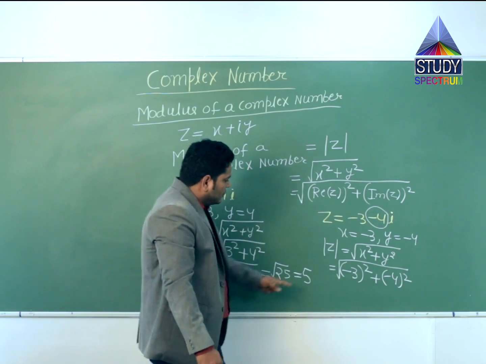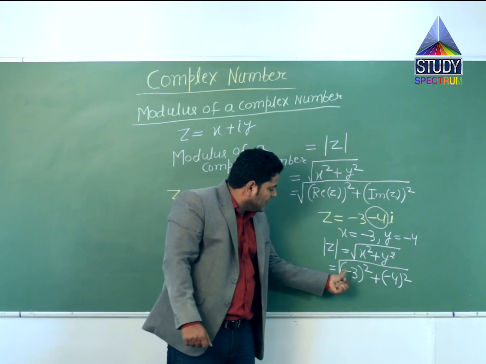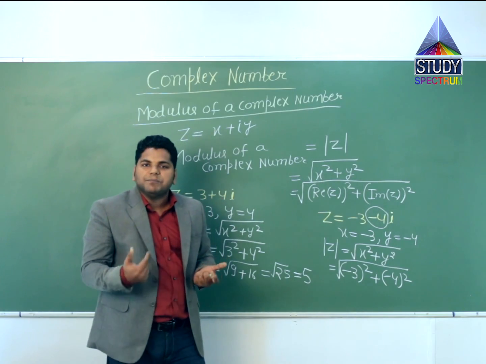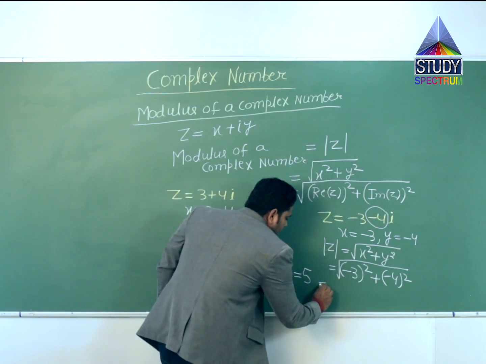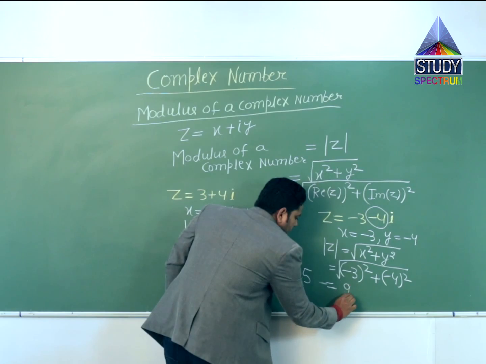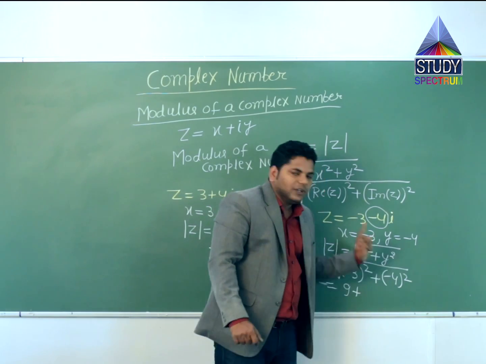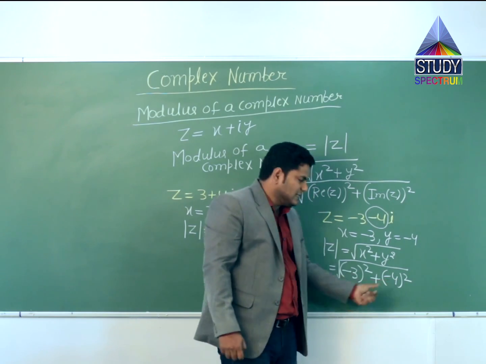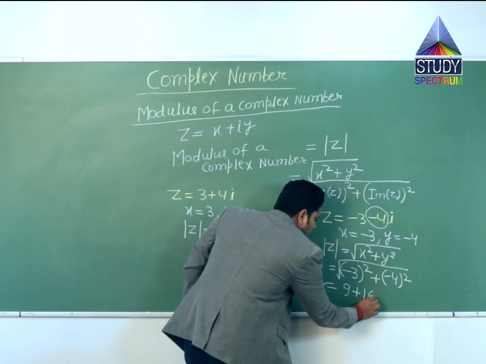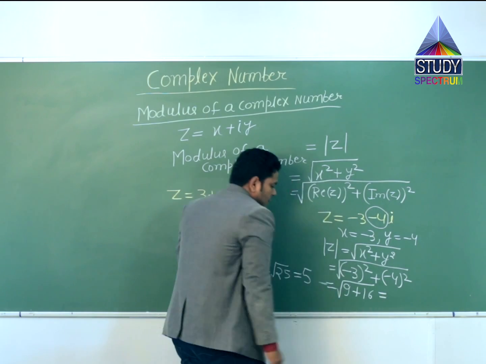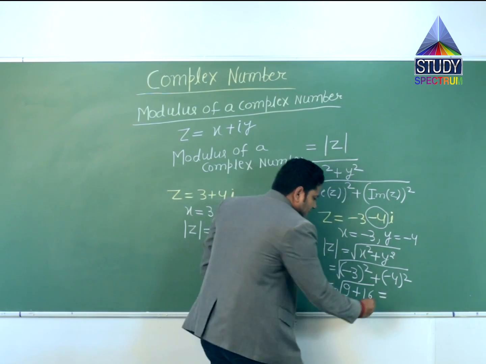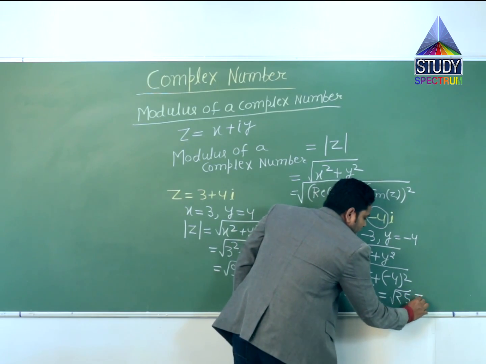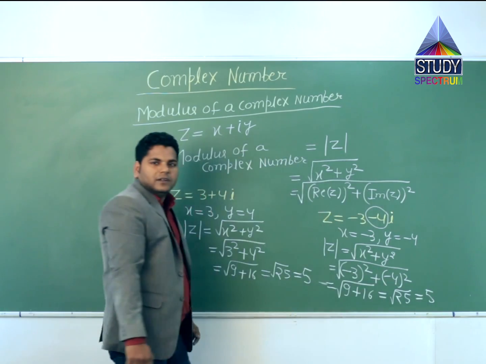Okay, so minus 3 whole square. If we have an even power to the minus, it will become plus, and 3 square will be 9. Plus minus 4 whole square. Here also we have an even power to minus, so it will become plus, and 4 square is 16. So 9 plus 16 is 25, root under, and the square root of 25 is 5. Okay.